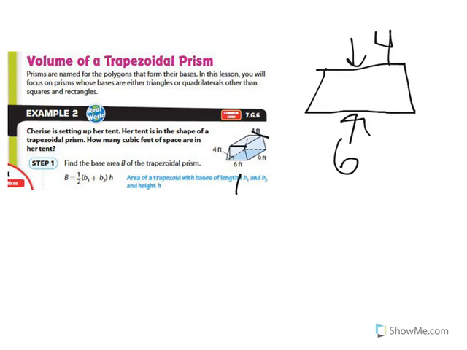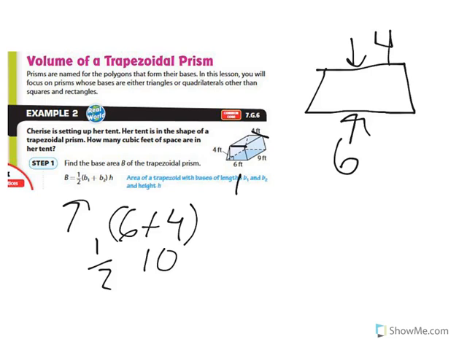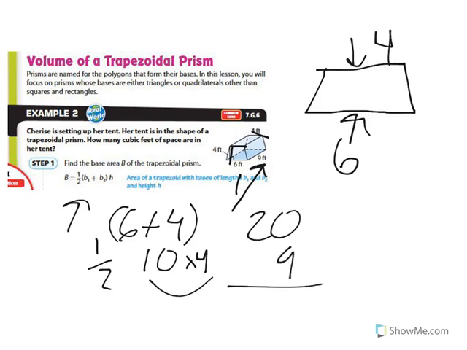And now I'm going to plug that into my formula here. All right, so base 1 plus base 2 is going to be 10, right? I find 1/2 of that, and now I need the height of my trapezoid, which is 4. All right, so that's 10 times 4, which is 40, 1/2 of that, which is 20. And now I need to times it by the height of my shape, which is 9, and that would be 180 cubic feet is my answer.